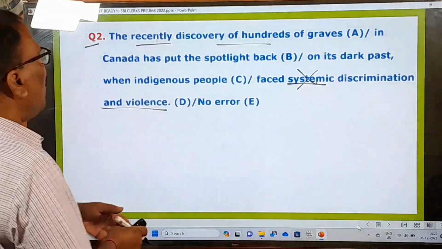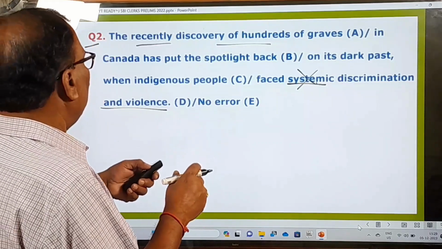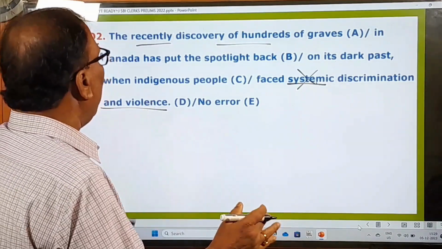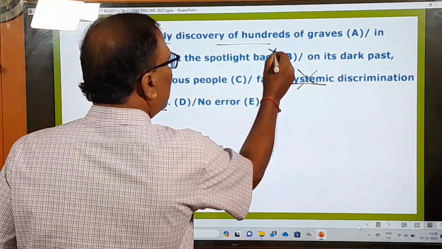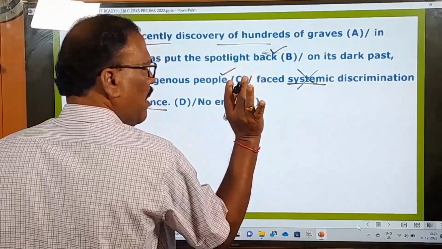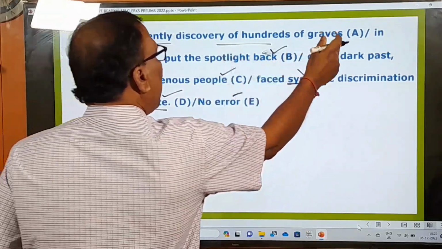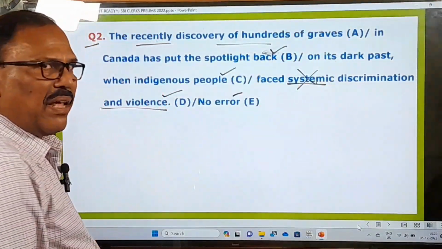If you observe this sentence, you find that there are no grammatical errors in the B part. Again, in the C part there is no grammatical error, and in the D part there is no grammatical error. So only in the A part there is a grammatical error.